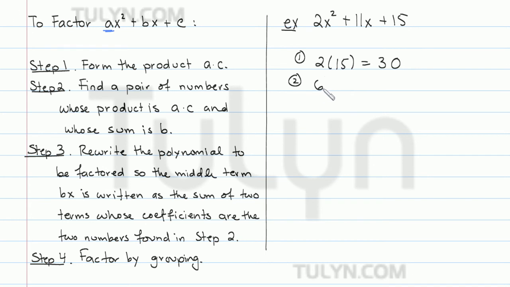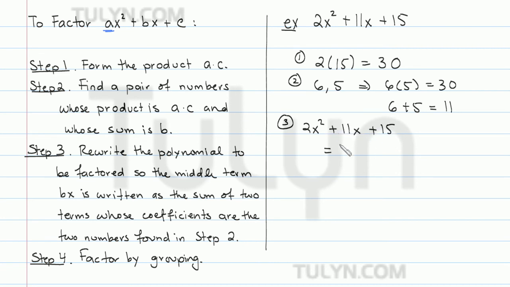Generally, you want to write the bigger number first, right? And the reason is because 6 times 5 is equal to 30, and 6 plus 5 is equal to 11, or the middle coefficient. So now for step 3, it says rewrite the polynomial to be factored so that the middle term bx is written as the sum of two terms whose coefficients are the two numbers found in step 2.